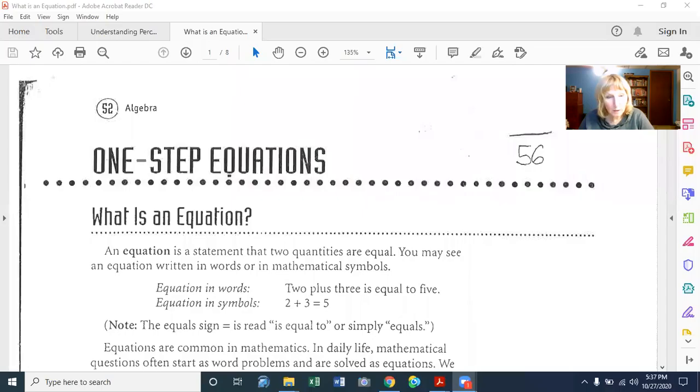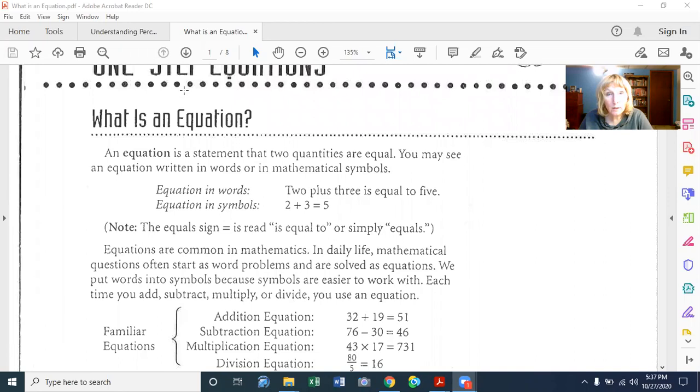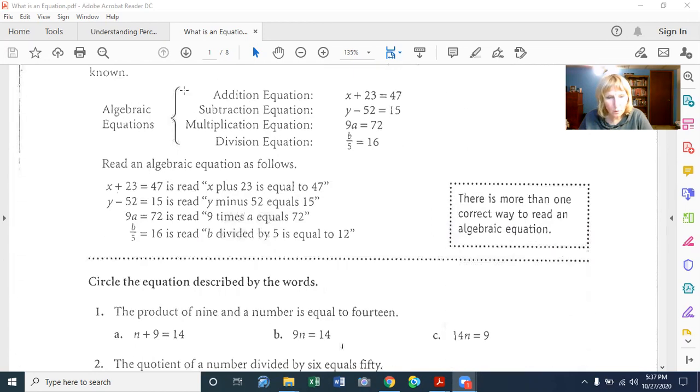This will be about writing algebraic equations. So I'm going to share my screen with you. Get started here. All right, one-step equation. So what is an equation? An equation is written usually in symbols. You can also say it in words and then write it in symbols. So we'll go right to here.